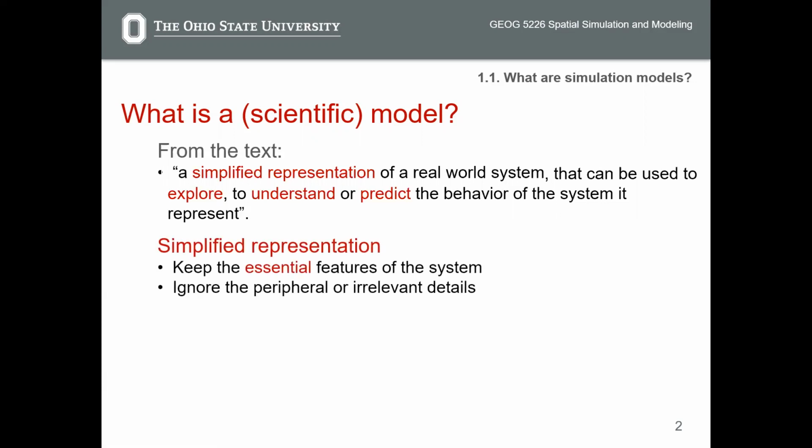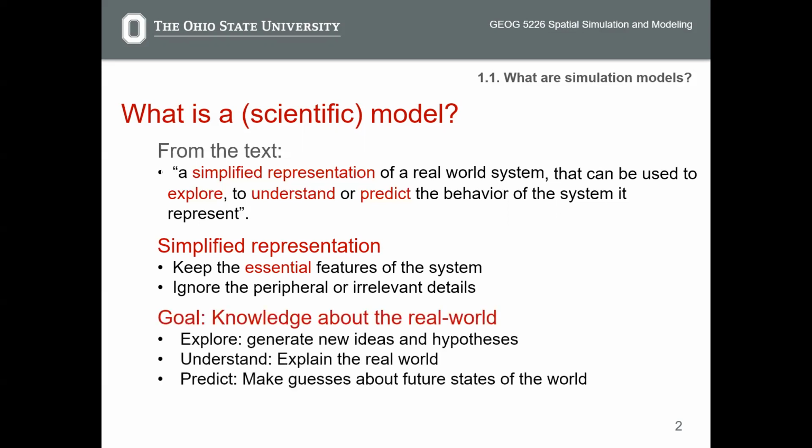So simplified representation: keep the essential features of the system or the features you are interested in. Ignore the irrelevant or not very important details. Like I said, in most scenarios, it's not necessary to address all aspects, all details of the real world system. And the goal is the knowledge about the real world: to explore, to understand, to predict.